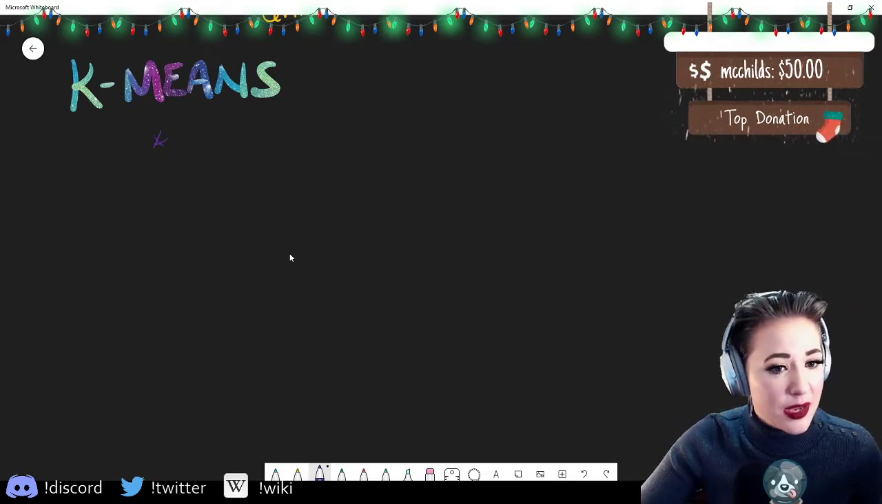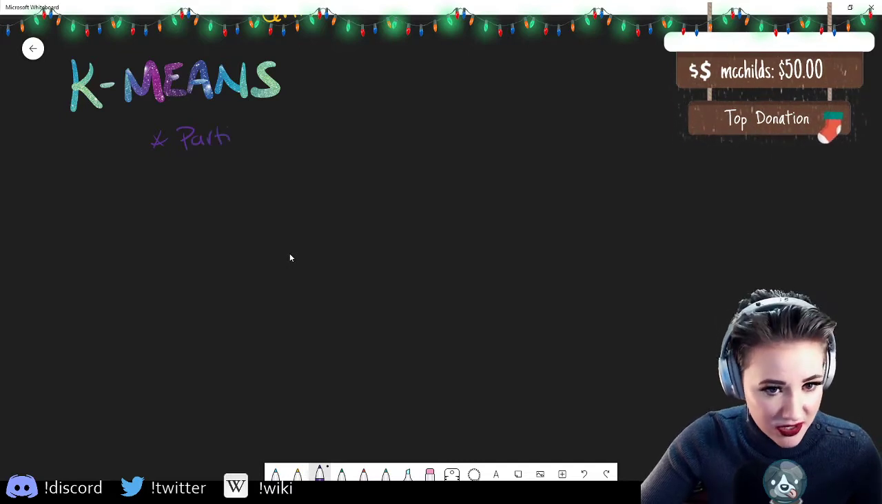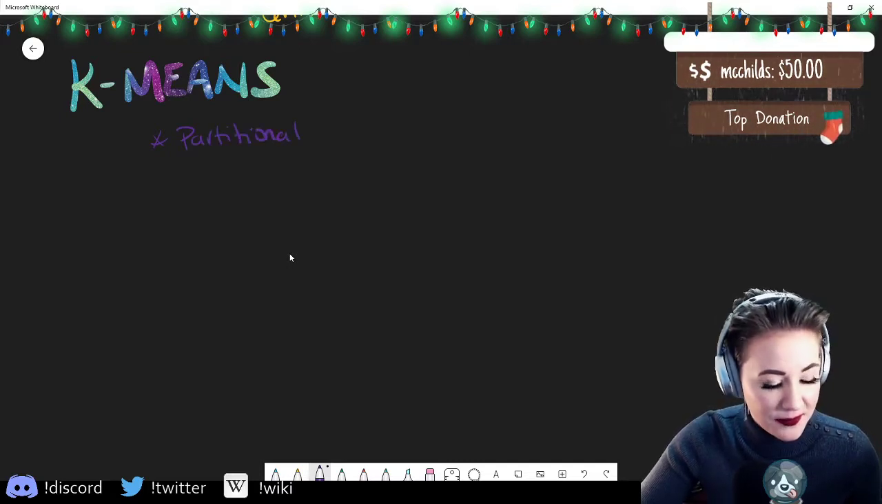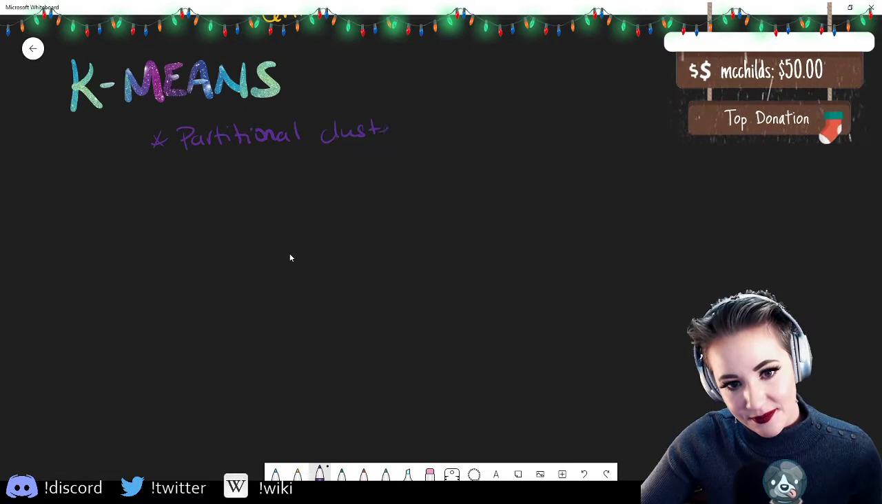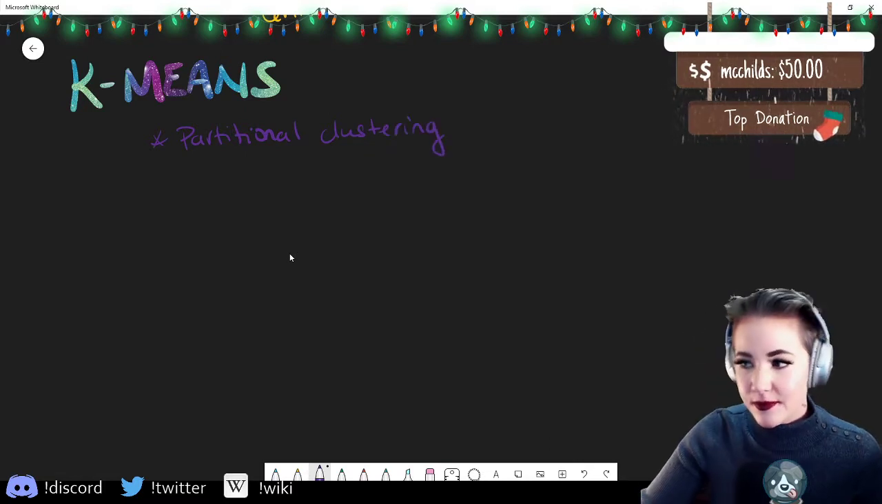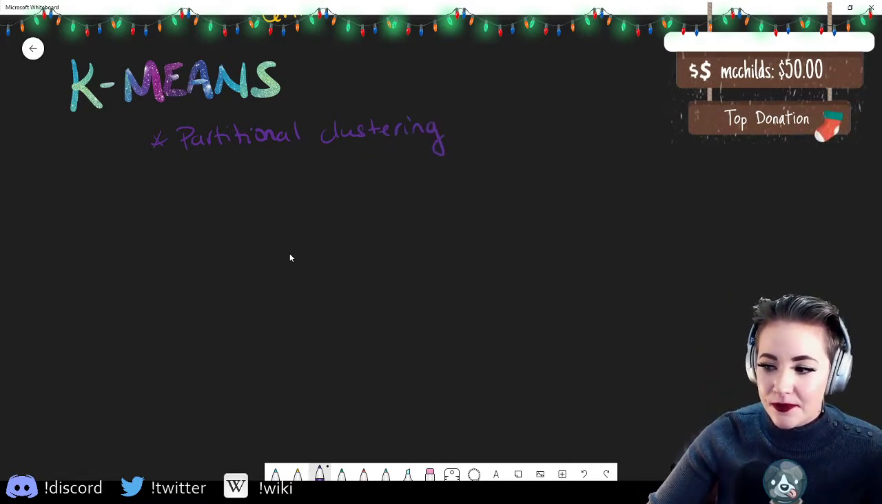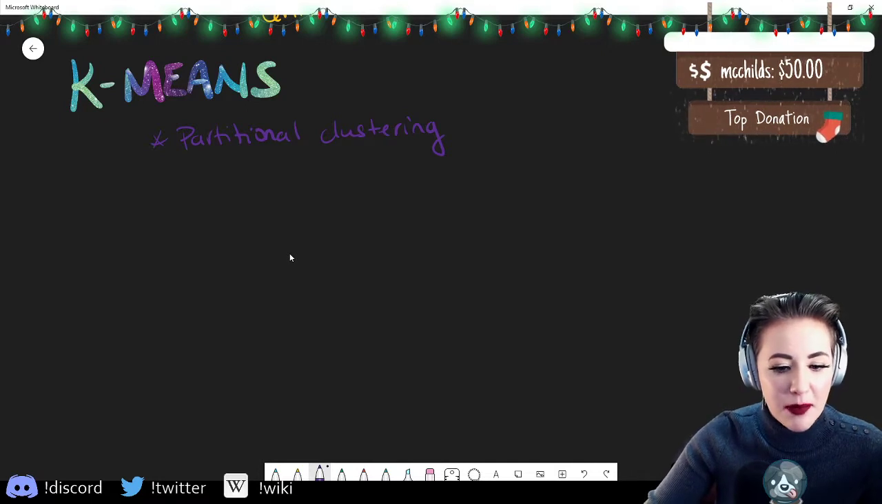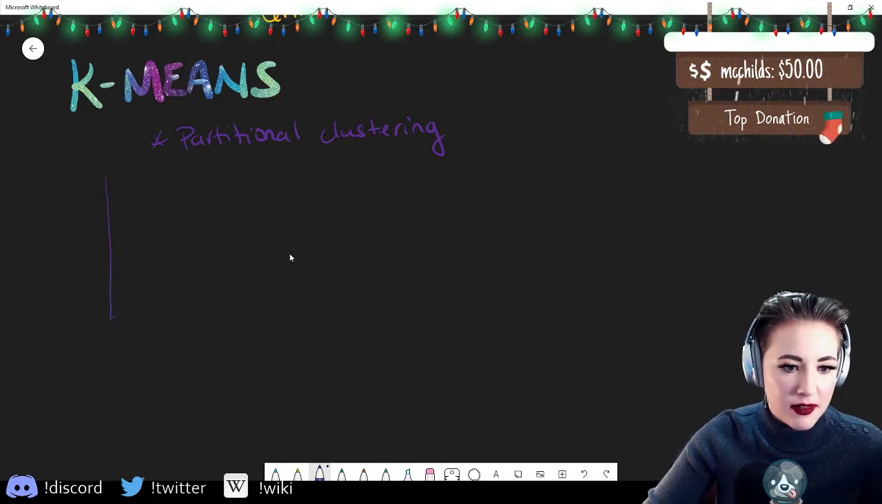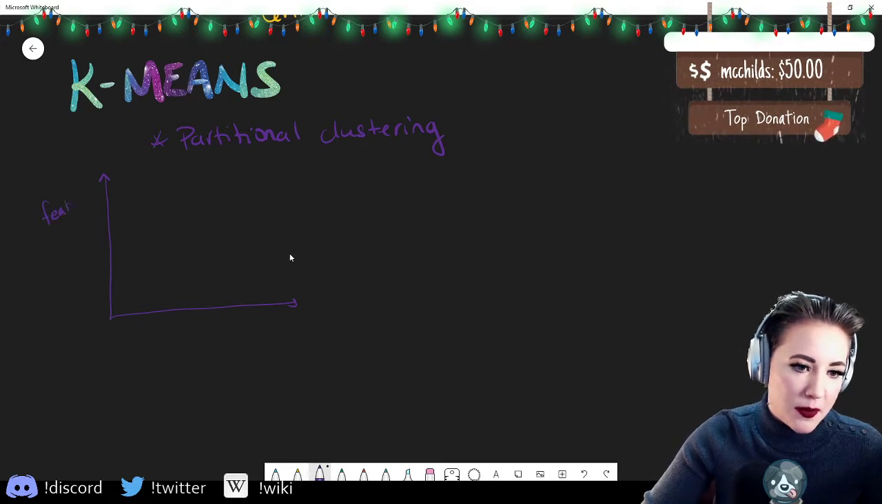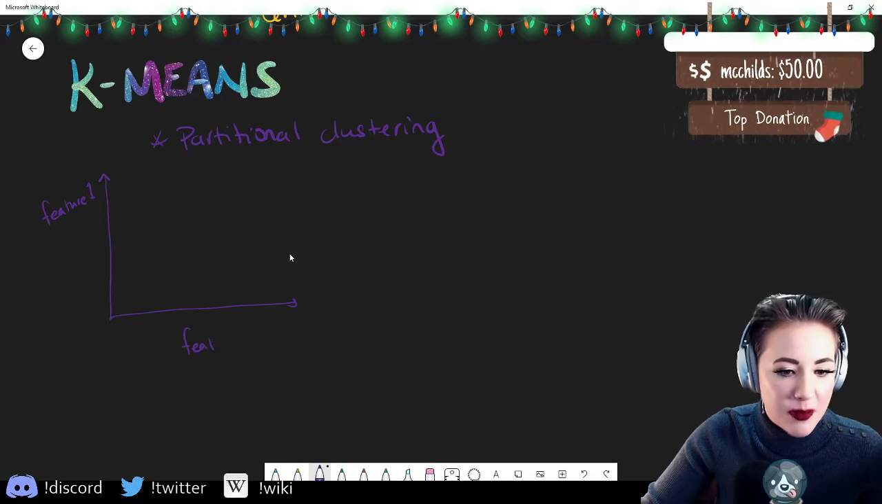Okay. So what is K-means? It's a type of partitional clustering, the type that we just talked about. We're going to have to remember for a second that little graph that we drew earlier. Remember, we're not in YX space really anymore. We're in our feature space.